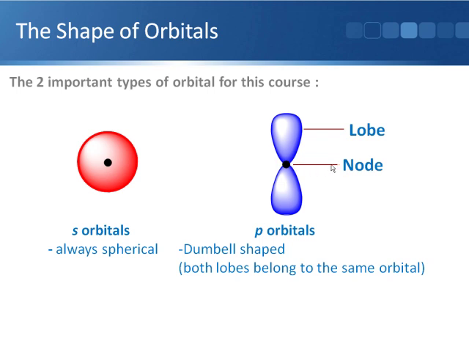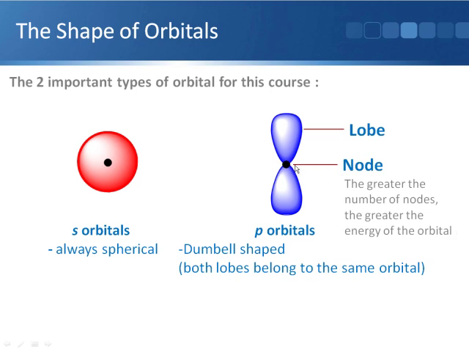And a node is just an area where it's been found that there will be zero electron density. So the electron will not exist in this area if it's in a p orbital. So this dumbbell shape is just describing where the electron is likely to be found if it's in this p orbital. Okay, and then we went on to say that the greater the number of nodes, the higher the energy of the orbital.